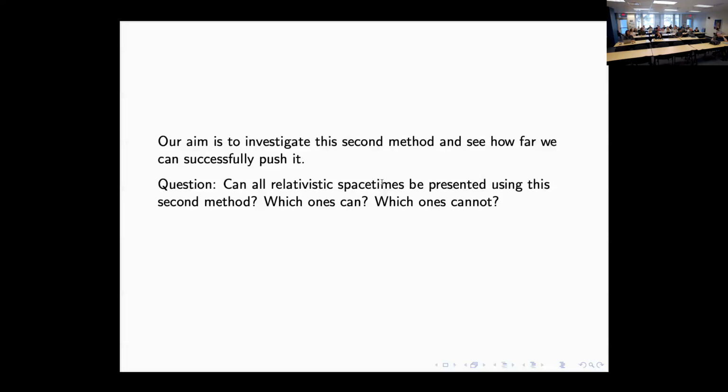So our question is this: can all relativistic spacetimes be presented using the second Kleinian subtractive external method? Which ones can, which ones can't? Okay.